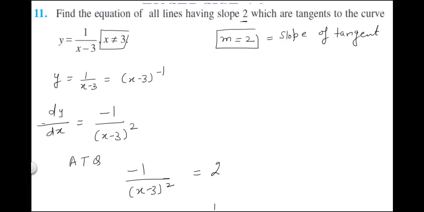Also we can write it as, or if we take the reciprocal, we can write it as (x − 3)² = −2. If we take the square root, will we get a real value for x? No, we'll get an imaginary number, right? Hence, there is no real value of x at which we can have the slope of the line 2 and its tangent to this curve. So, there are no lines existing. Clear? Let us go to another question.